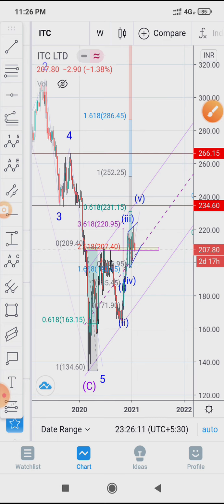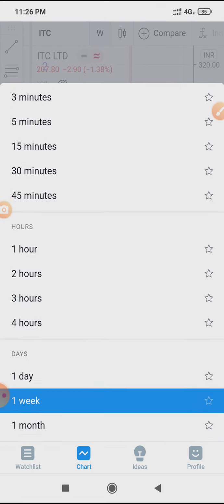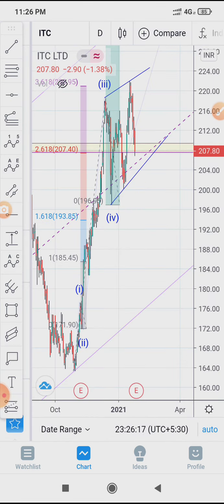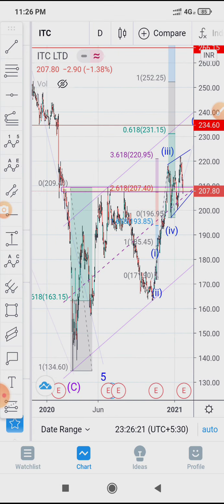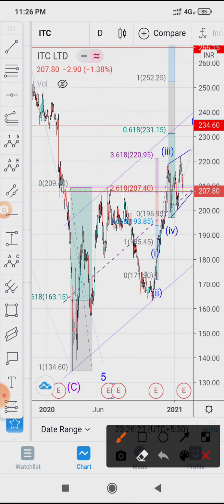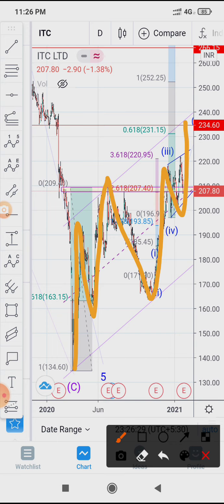So let's take the daily chart. That was the weekly chart. Let's take the daily chart and look at further moves. When I see the daily chart, I would see that from the March lows it's in a consolidation phase right now, and it will go in this fashion in the parallel channel.